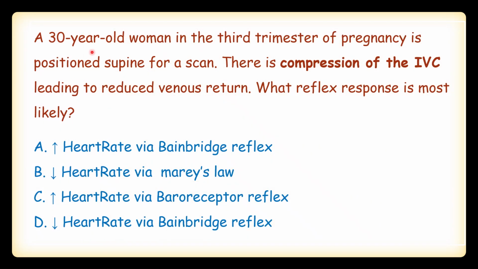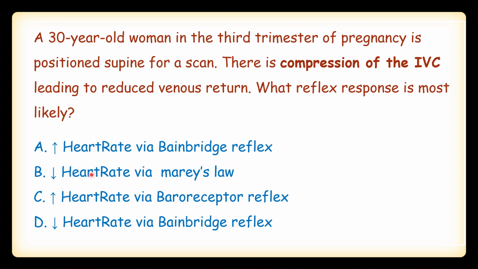So from all this explanation, it will now be easy for us to find the correct option. From this case scenario, because of the supine position, there is compression of the inferior vena cava, which leads to reduced venous return. Reduced venous return will not be a trigger for the Bainbridge reflex, because for the Bainbridge reflex there should be increased venous return. So from this we can rule out options A and D, since they involve a Bainbridge reflex.